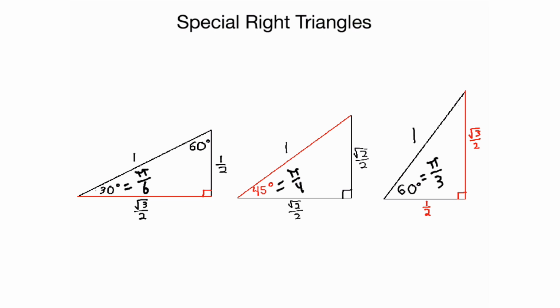All of these values are exact with relationship to the hypotenuse being 1. And this should give you a better understanding of how the unit circle is created.